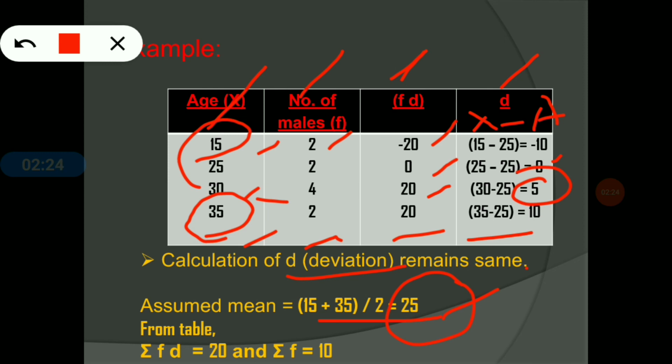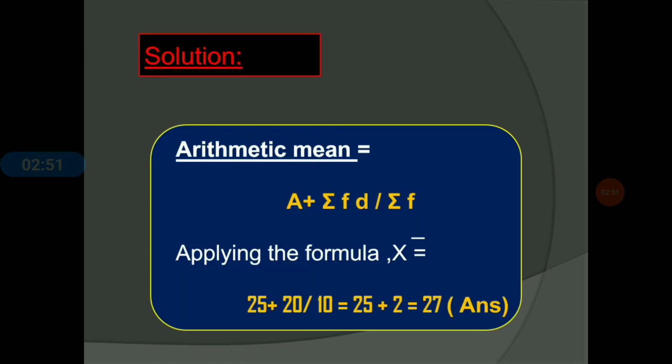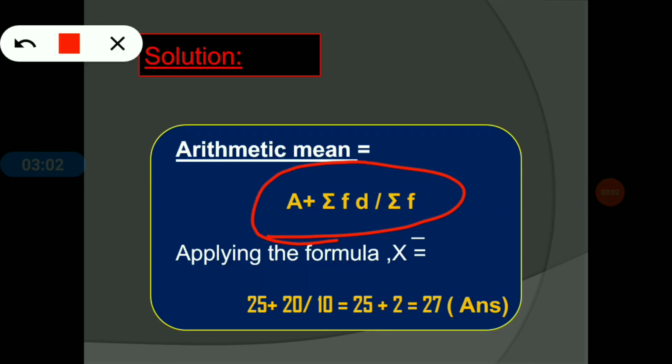So, from the table we get summation f d equals 20. Summation f d means the sum of all values of f d. So, minus 20 and plus 20 cancel out, so 0 plus 20 is obviously 20. Clear? And we get summation f equals 10. Now going to the next slide, where we can see the formula of the arithmetic mean by the shortcut method. The formula is a plus summation f d by summation f.